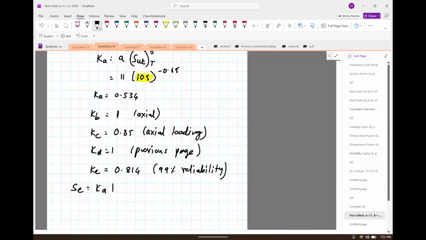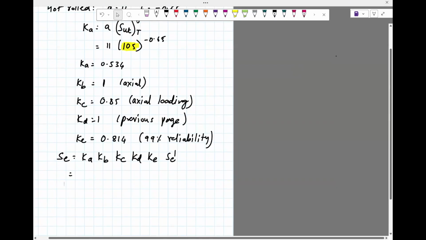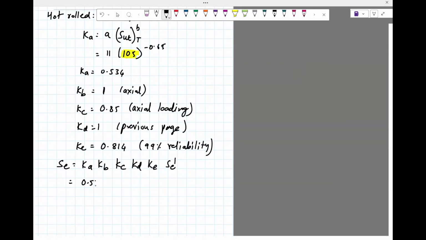SE is KA, KB, KC, KD, KE, SE prime. So Ka is 0.534, Kb is 1, Kc is 0.85, Kd is 1, Ke is 0.814, Se prime from the previous page is 52.5, and so Se comes out to be 19.39 kpsi.